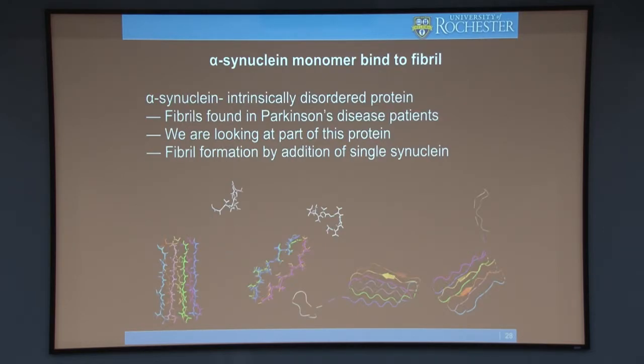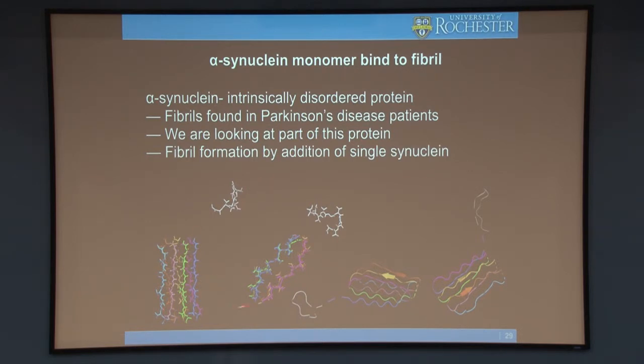We also look at synuclein. This is a protein which is found in the brain cells of Parkinson's patients, and these form these fibrils, which are very toxic to the brain cell. My lab looks at how one of these peptides binds to the big fibril.